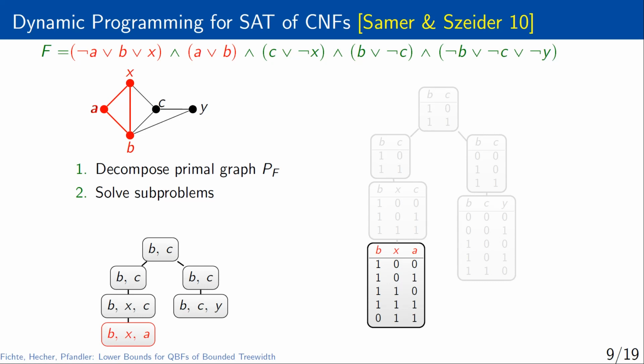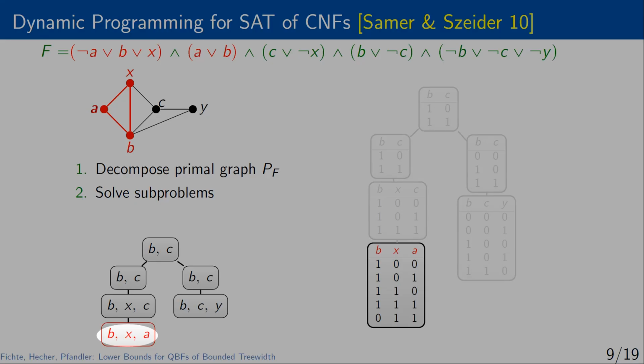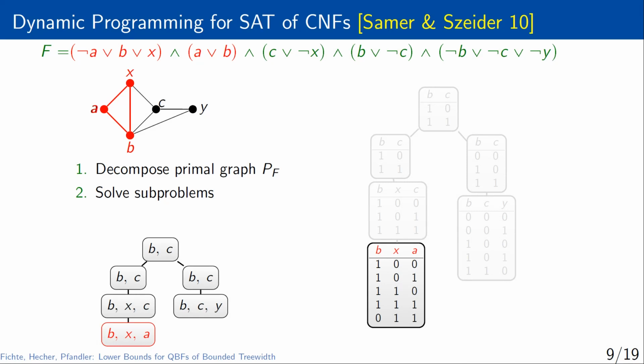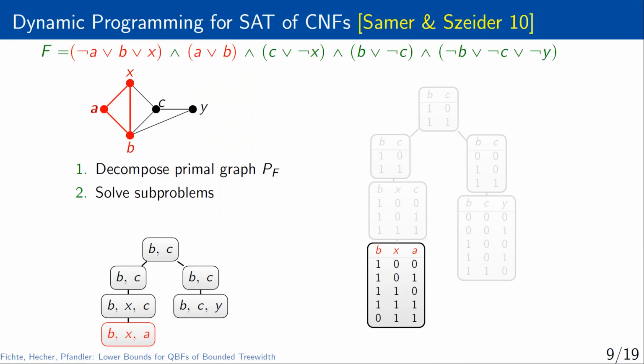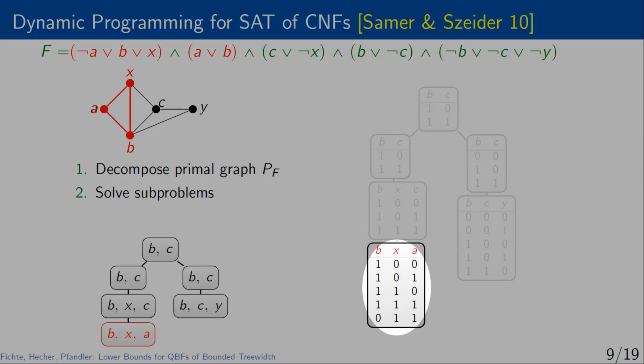Then dynamic programming on the tree decomposition performs a bottom-up or post-order traversal of the tree and computes for each tree decomposition node a table. Whenever we introduce a new variable that has not been seen in the current subtree during the traversal, we need to guess a truth value for the variable. In the leaf node containing B, X, A, we need to guess 2 to the 3, so 8, many truth assignments, and then we check the corresponding clauses of the bag, meaning not A or B or X, and A or B. This leaves us with 5 rows.